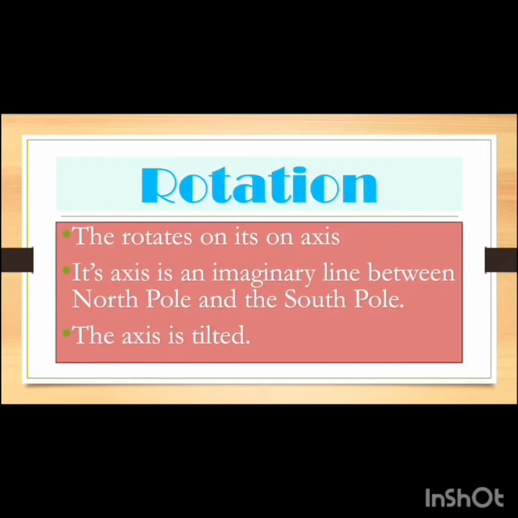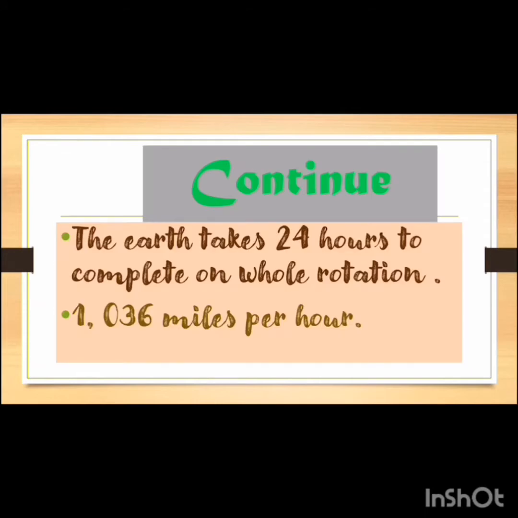Rotation. Earth's rotation is the rotation of the planet Earth around its own axis. Earth rotates eastward in prograde motion. As viewed from the North Pole star, Earth turns counterclockwise, and its axis is an imaginary line between the North Pole and the South Pole. It takes 24 hours or one whole day to complete one rotation. It goes 1036 miles per hour.